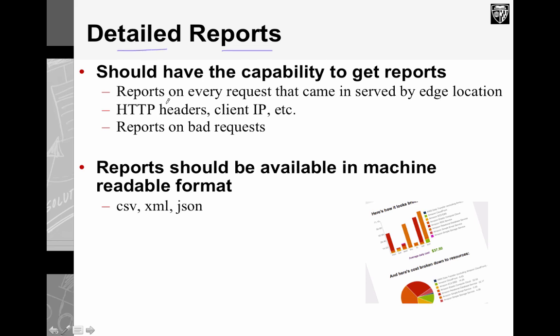Detailed reports. The CDN provider should have the capability to get reports to you. These reports should give details about every HTTP request that came into the edge location, about the HTTP headers, the client IP, bad requests and the good requests. And the report should be available in machine readable formats, CSV files, XML files, JSON files, whatever they choose, so that you can incorporate that with your current analytics.